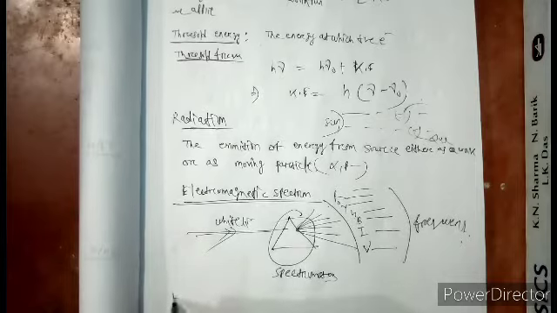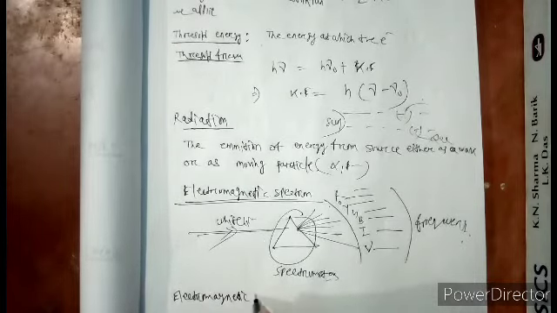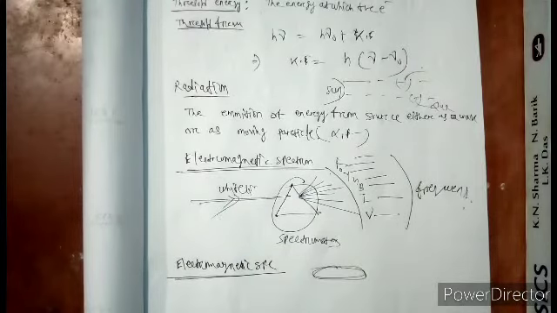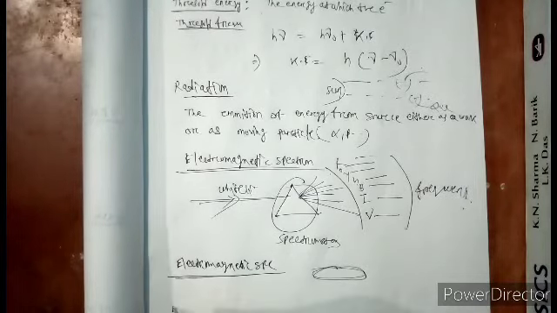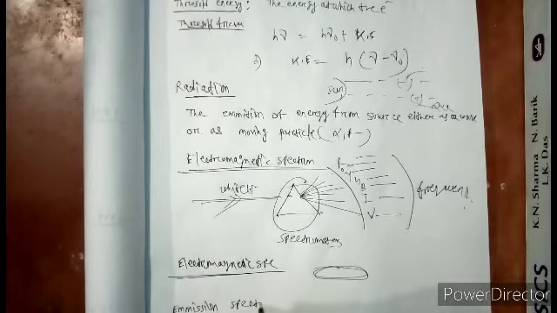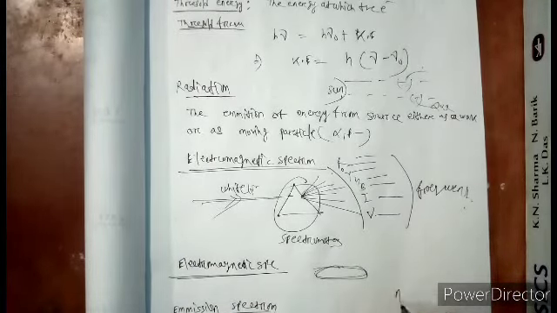Then come to the electromagnetic spectrum. Those spectra which are associated with both electric and magnetic fields are called the electromagnetic spectrum. There are 2 types of spectrum: emission spectrum and absorption spectrum.